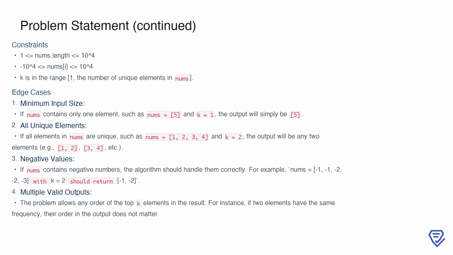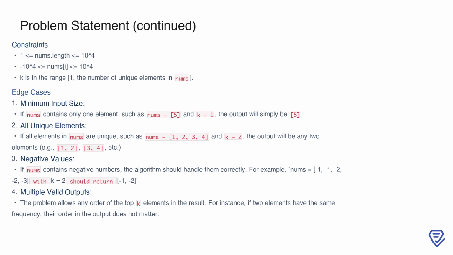To wrap up the problem statement, let's review the constraints and edge cases. First, the length of the array nums will range from 1 to 10,000, and each element in nums will lie between -10,000 and 10,000. The value of k will always be at least 1 and at most the number of unique elements in nums. For edge cases, consider when nums contains only one element, such as nums equals 5 and k equals 1. Here, the output is simply 5.